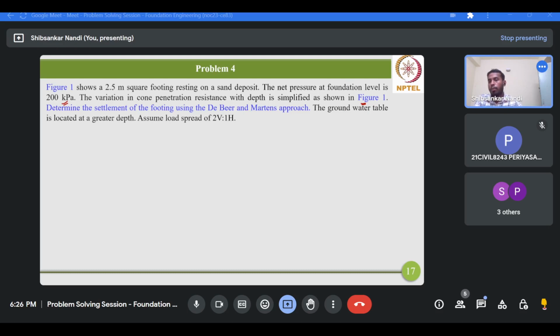The groundwater table is located at a greater depth. Assume load spread of 2 vertical to 1 horizontal. Now, unlike the previous problem, here the groundwater table is located at a greater depth, so there is no need to consider the groundwater table effect on the settlement calculation.